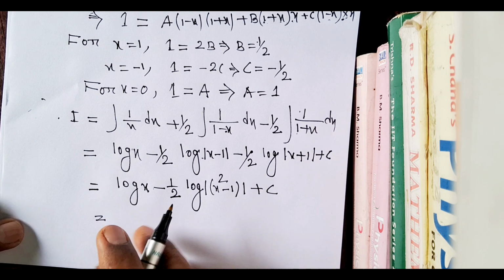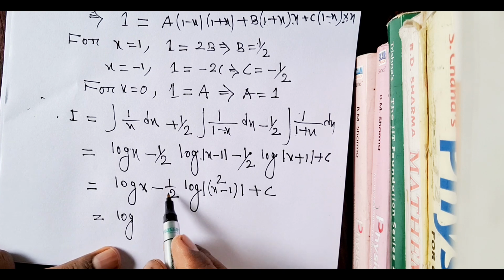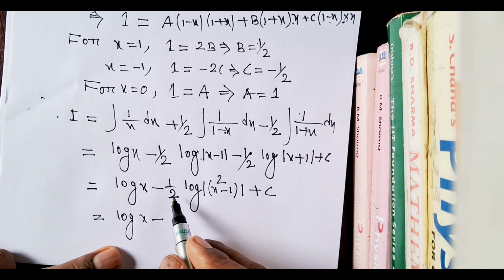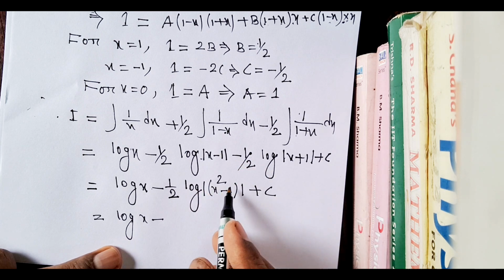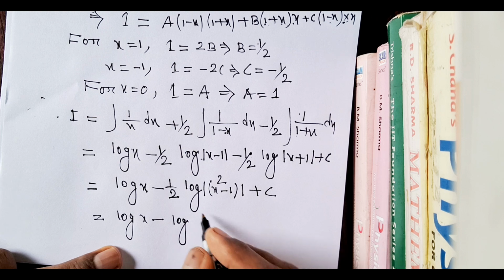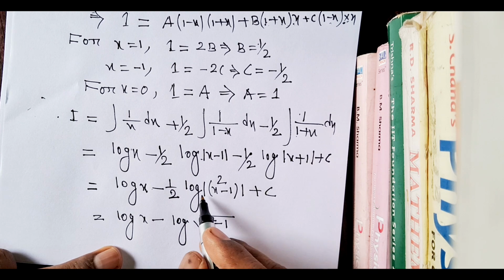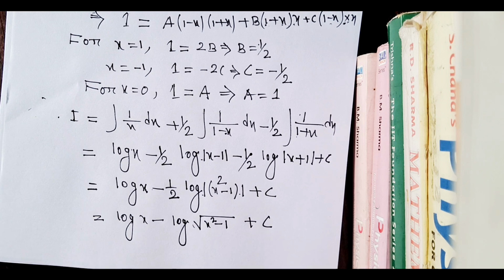Or you can write here log of x, just by using the property of log, this will be x squared minus 1, whole to the power half. If you want, you can write it this way, log of the square root of x squared minus 1. You can remove the modulus sign, then we take the positive square root here, plus 1 c.